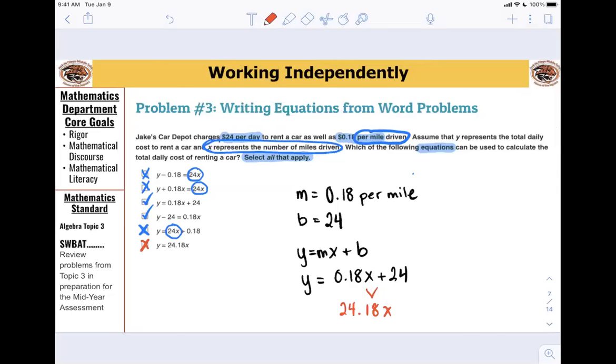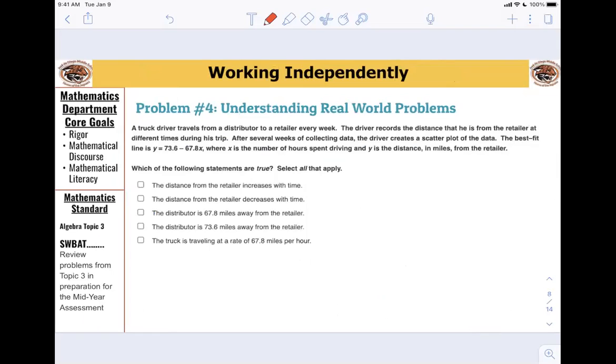Awesome. Number 4. Another word problem. All right. Would anyone like to read this one?